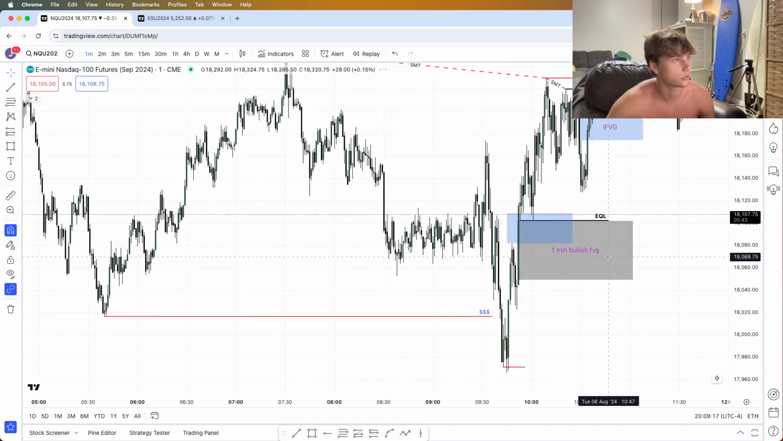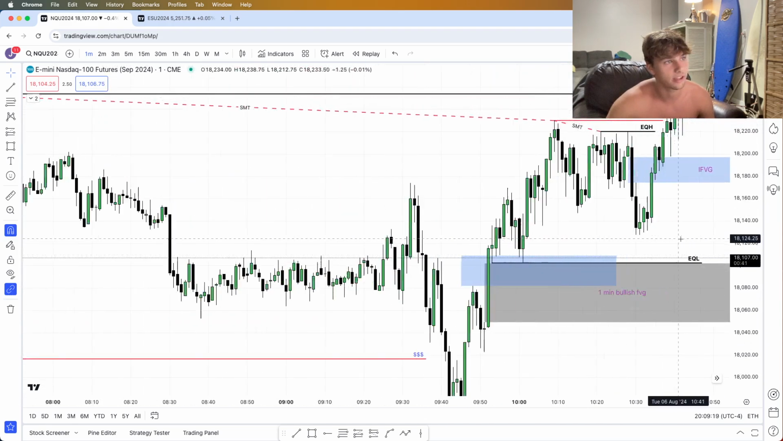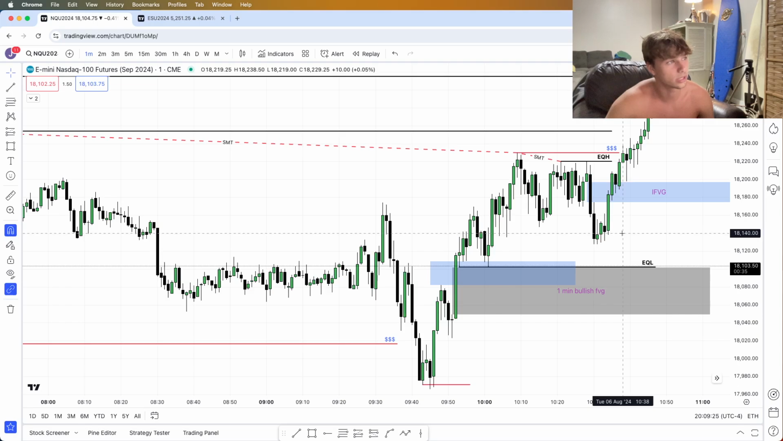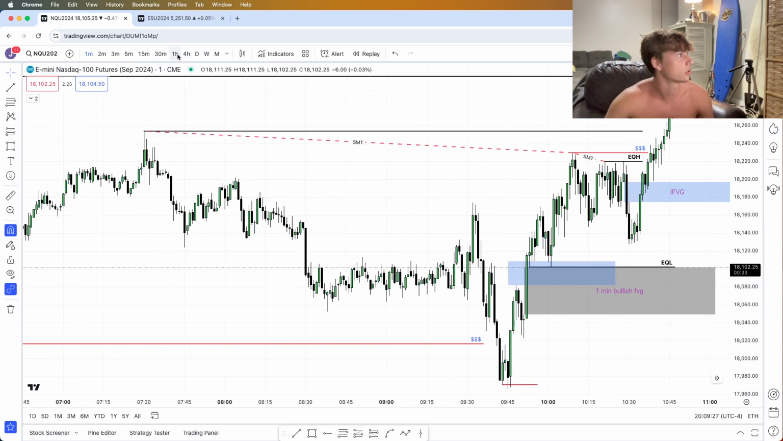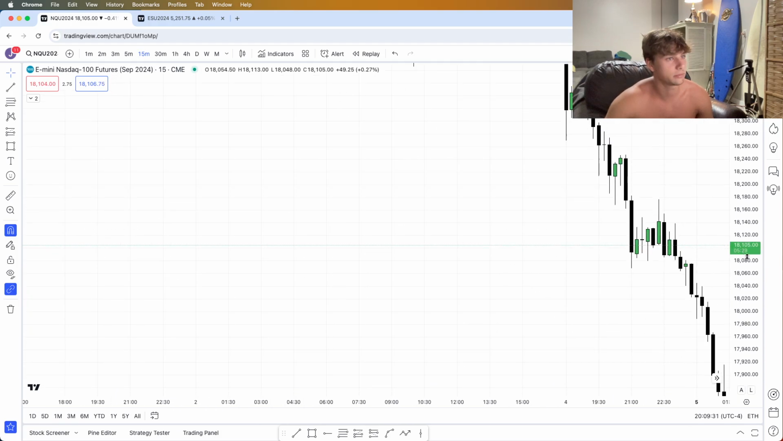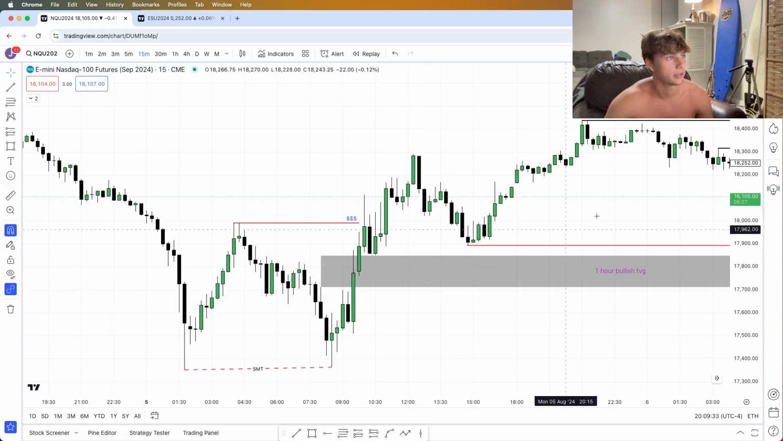So that's pretty cool. As you can remember, the blue one's the 5 minute. So we actually do come down into the 5 minute and reject and have a good reaction. So that's why we didn't really need to come back down. Also, we did get into this 5 minute or 15 minute inverse fair value gap.